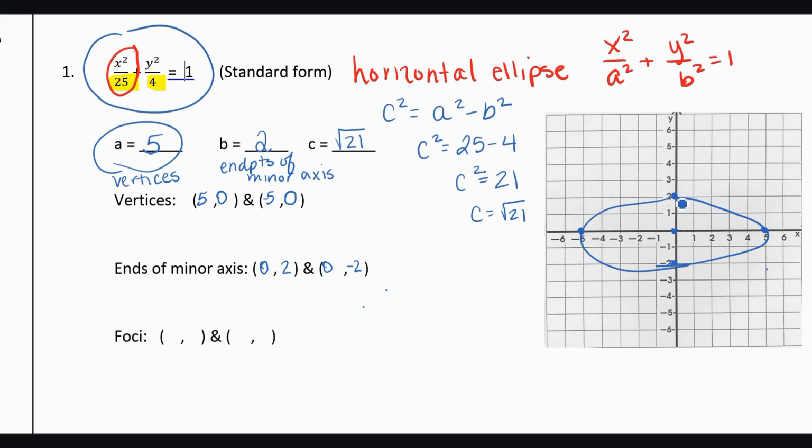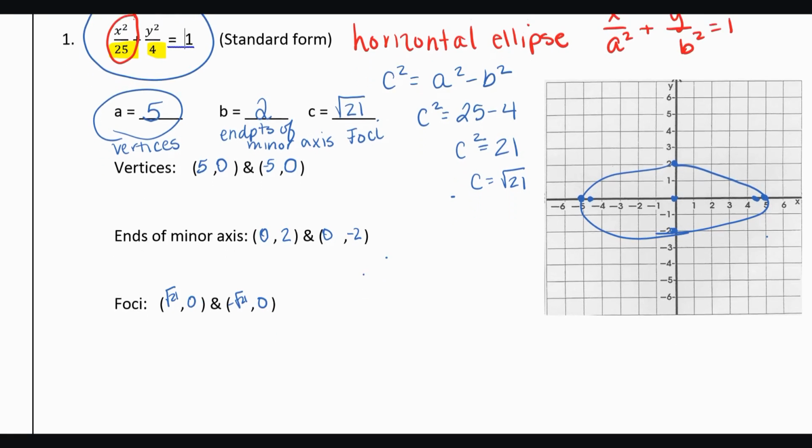Now our foci, you go in the same direction as your major axis from the center. So this is horizontal, so we're going to go left and right by c. So this is all from the center. So we're going to go left by square root of 21 and right. Now square root of 21 is between 4 and 5, right? You could get an approximation on your calculator, but it's going to be like here and here. So since we've gone from 0, this is going to be square root of 21, 0, and negative square root of 21, 0. Okay, and that's how we find all of these pieces of this ellipse.